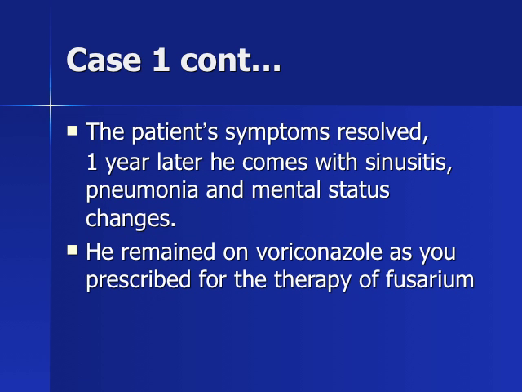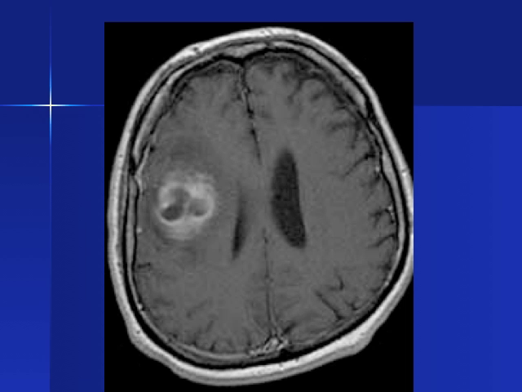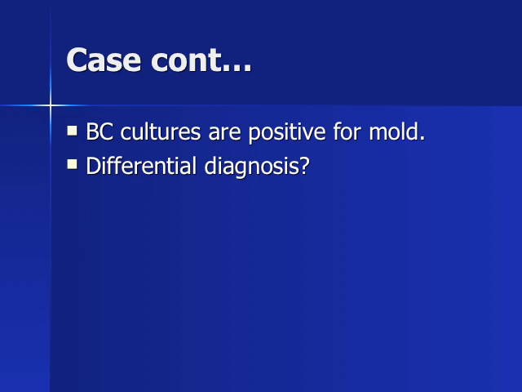So let's continue with the case. The symptoms of this patient resolve, and a year later, he comes with sinusitis, pneumonia, and mental status changes. He remained on voriconazole as you prescribed because he had Fusarium. And then you do an MRI of the brain, and you see this. And you do blood cultures, and they're positive for mold.